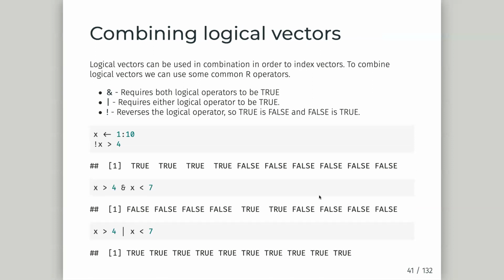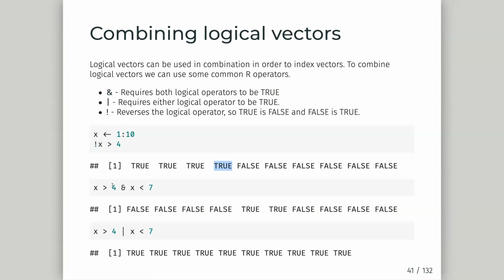We may want to have slightly more complex operations. We may want to say it has to be greater than this, but also less than that, a range or something. So logical vectors can also be used in combination with these kinds of operators. The most common are and, pipe, which is or, and the one that reverses the operation, so it's like not. In this case, X is 1 to 10. Give me all the values greater than 4. But by putting this not, the exclamation mark, in front of it, it's going to reverse the logical, so I get the values which are not greater than 4. So true, true, true, true, and then all false.